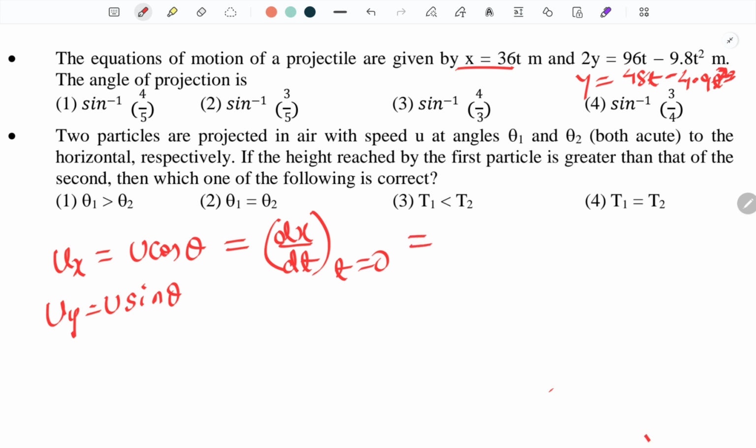So dx by dt at t equals 0. First, when I differentiate 36t what will I get? I get 36. Substituting t equal to 0, there is no t left, so 36 itself is the answer. You got u cos theta is equal to 36.